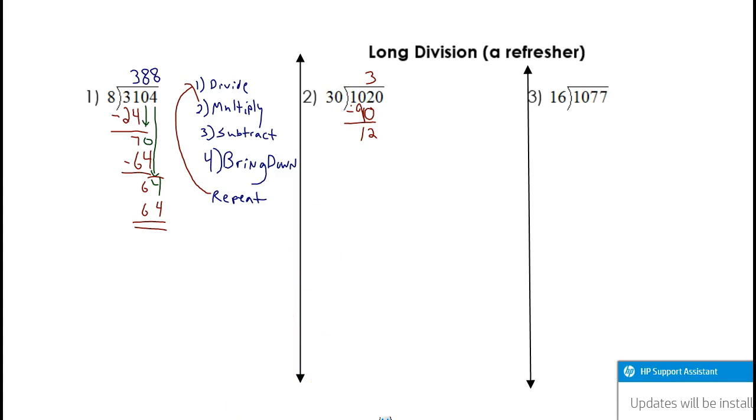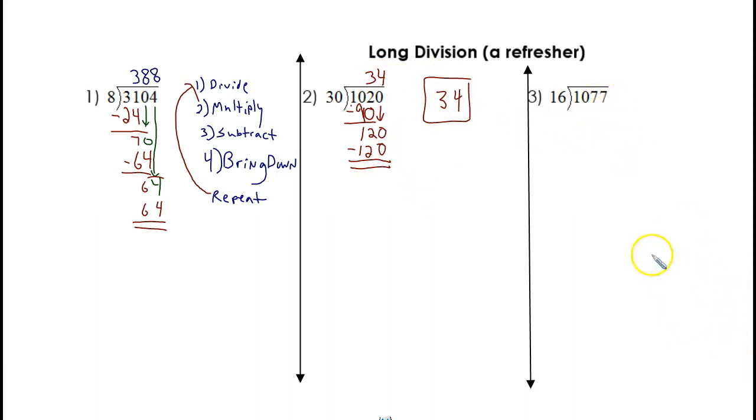30 doesn't go into 12, but remember you have to bring down the next number, which is a 0, and then you ask yourself, how many times does 30 go into 120? Well, 3 goes into 12 4 times, so 30 goes into 120 probably 4 times. 4 times 0 is 0. 4 times 3 is 12. Since this is the last number that I brought down, that 0, when I subtract, I have a remainder of 0. 120 minus 120 is 0. So my answer would be 34. So we can divide with long division.